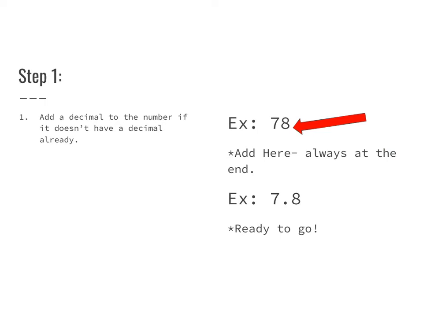All right, so step 1. You add a decimal to the number if it doesn't have a decimal already. So in our example here, if you were given just the number 78, there is no decimal on that number. So what you would need to do before you began is you would want to put a decimal right here at the end of the number. So you'd end up with 78 decimal. Now, we're not going to be using that particular one today. Today, our example is going to be 7.8.